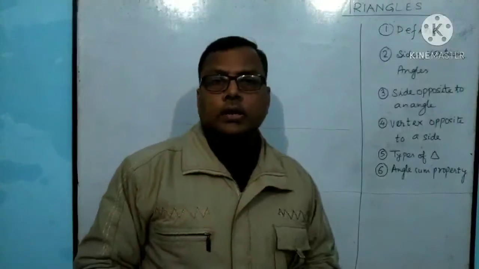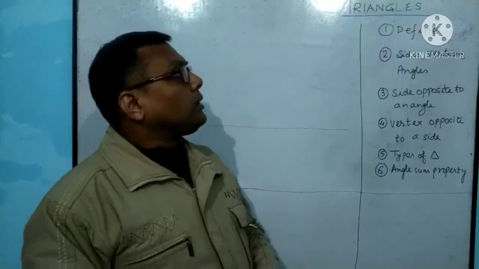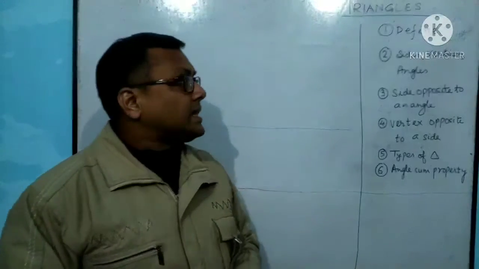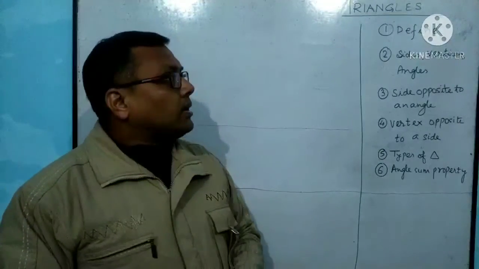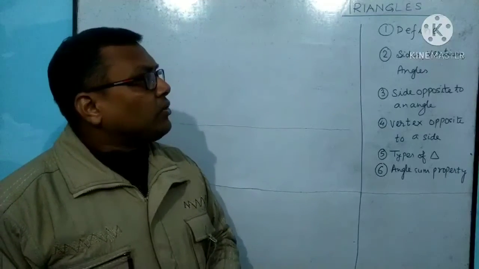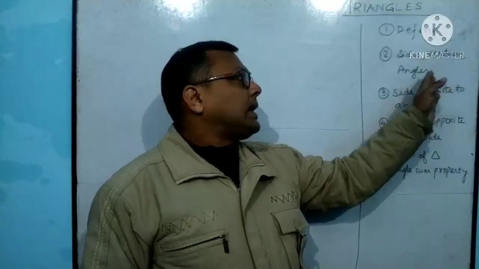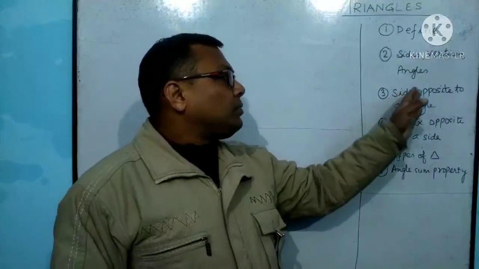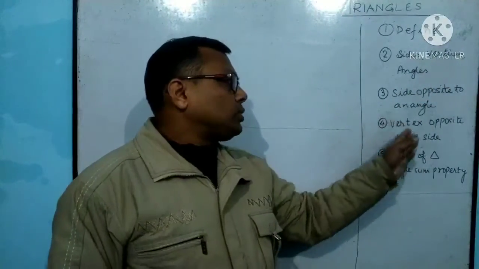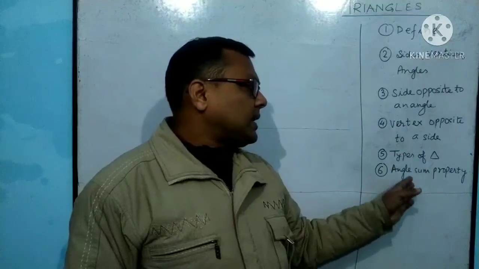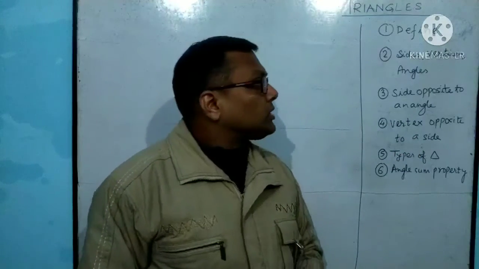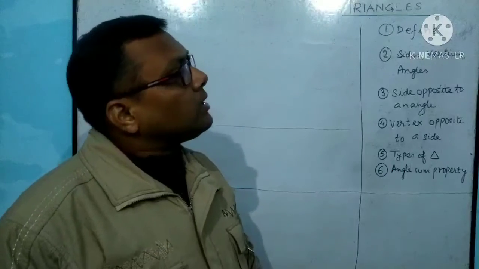Hello students, in today's online class we are going to study triangles for class 6, under which we are going to study definition of triangle, sides of triangles, vertices of triangle, angles of triangle, side opposite to an angle, vertex opposite to a side, types of triangles and angle sum property. So first we start with definition of triangle.